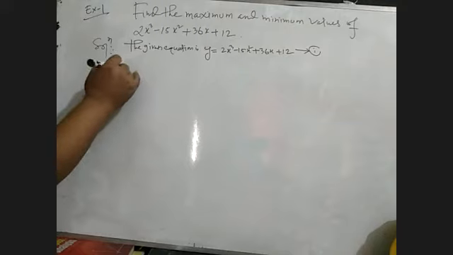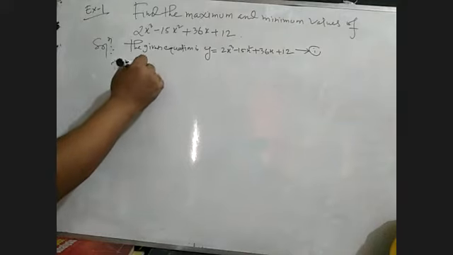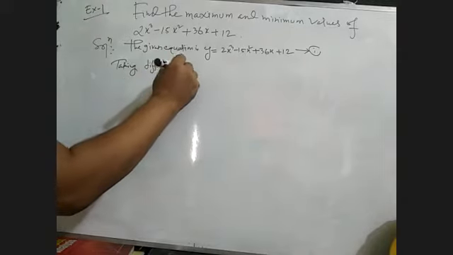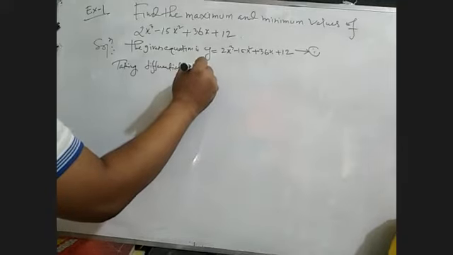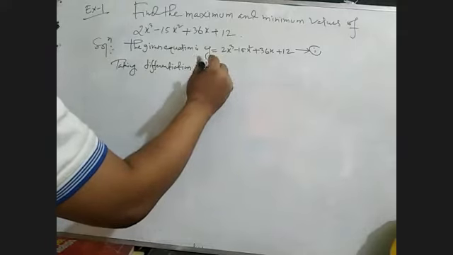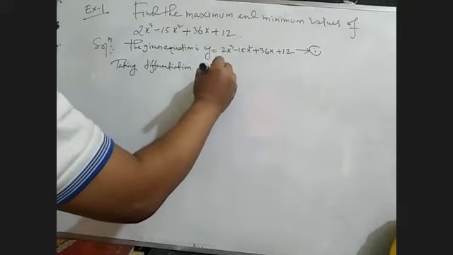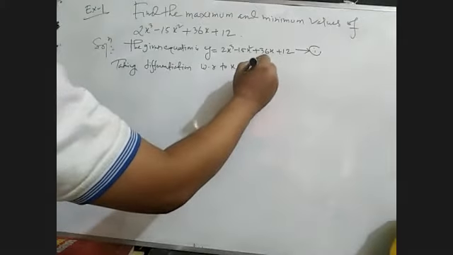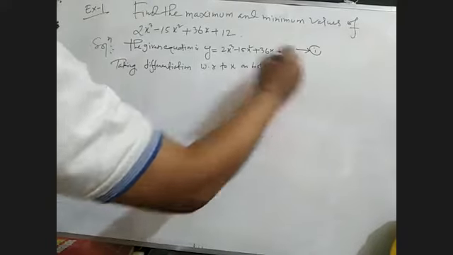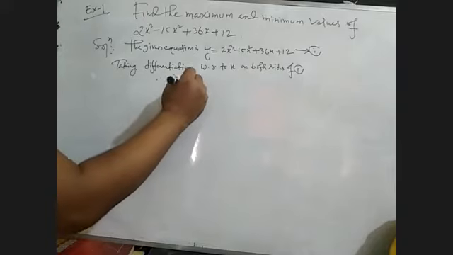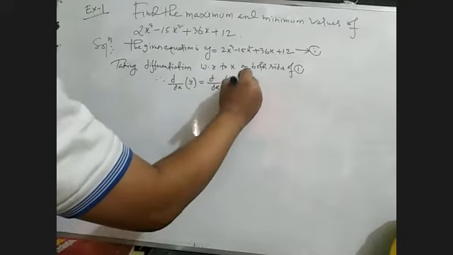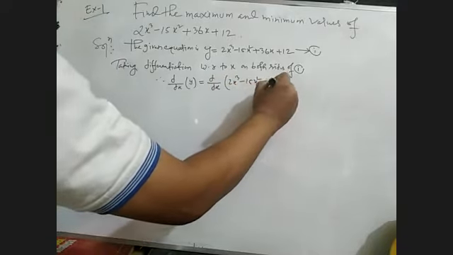Taking differentiation with respect to x on both sides of equation 1. Therefore, taking d/dx on both sides of equation 1, this is the first condition. We have to find out the first derivative.